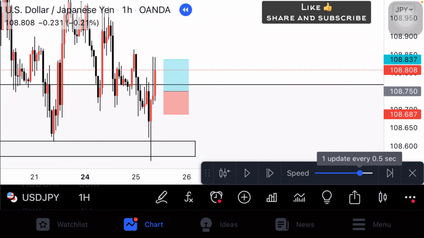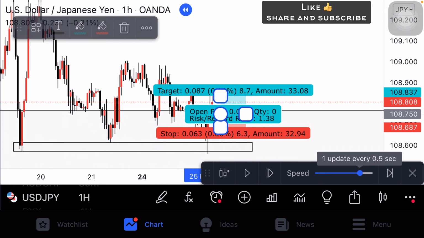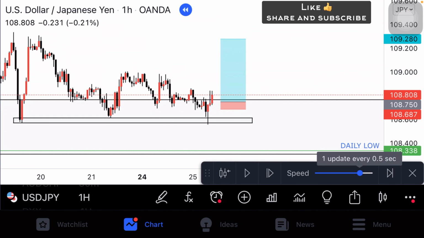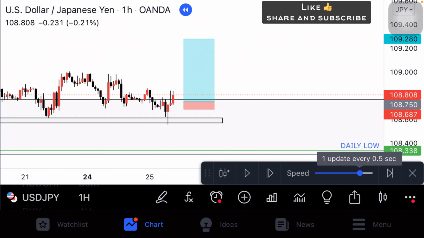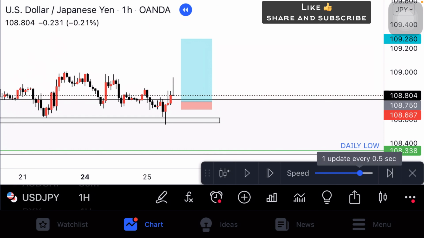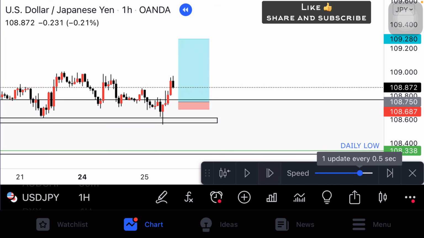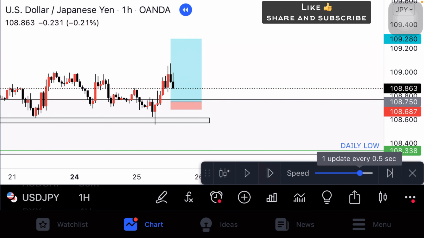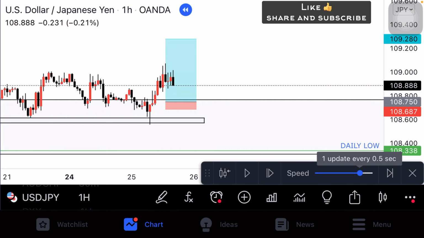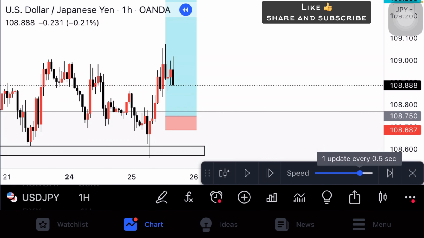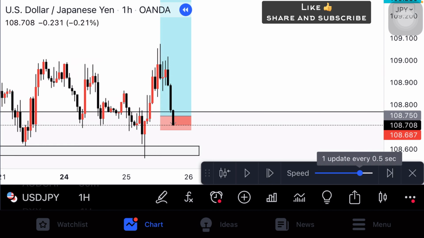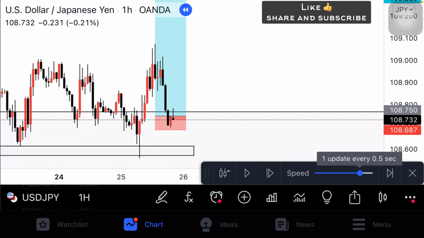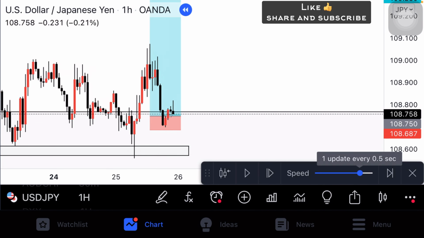6.3 pip stop loss, and you know it's a swing trade, so I don't take like 4, 5, 6 trades for the week. I take probably 1 or 2 trades for the week, because on this I can catch like probably 400 or 500 pips per trade, so I don't need to rush into anything. All right, so let's see if we get triggered. We did get triggered into the trade, so let's see what happens.